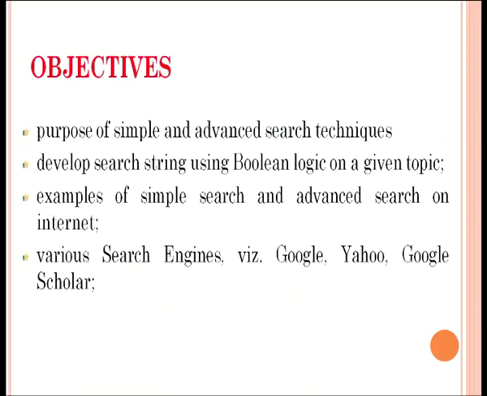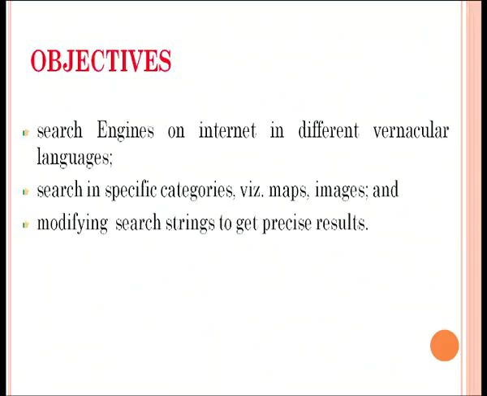The first objective is how we will be able to search through simple and advanced search techniques. Then, how we will develop search strings using Boolean logic on a given topic. We will give you examples for simple search and advanced search on the internet. We'll tell you about various search engines like Google, Yahoo, Google Scholar, search engines in different vernacular languages, specific searches in specific categories like maps and images, and how we can modify the search strings to get precise results.